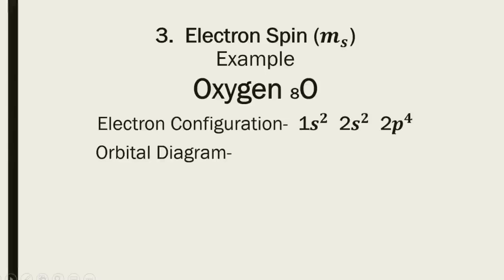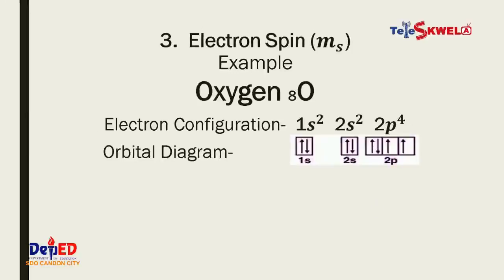Using oxygen as our example, can you identify its electron spin value? Very good. The last electron is denoted by an arrow pointing down. Hence, the electron spin value is -1/2.